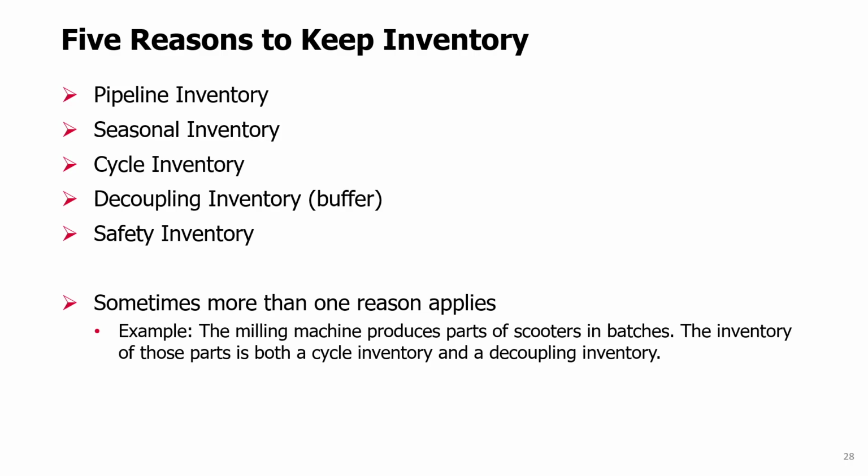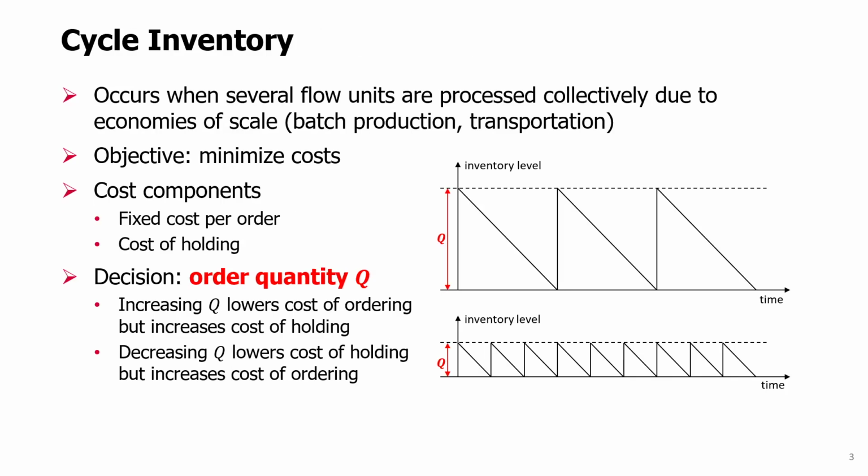And we also said that sometimes more than one reason applies, so some inventory might be called both one and another type. In this part, we will focus on 2 types of inventory, cycle inventory and safety inventory, and we will focus on how we manage those 2.